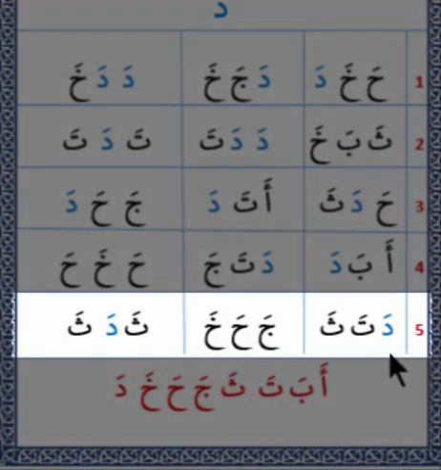Fifth line, da, ta, tha, da, ta, tha, ja, ha, ho, ja, ha, ho, tha, da, tha, tha, da, tha.